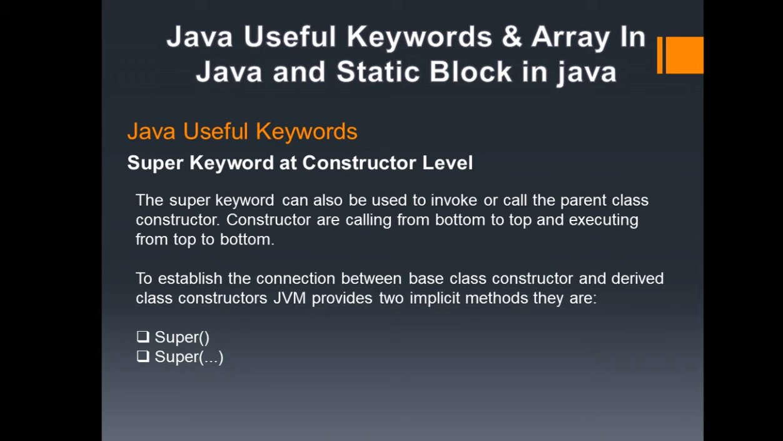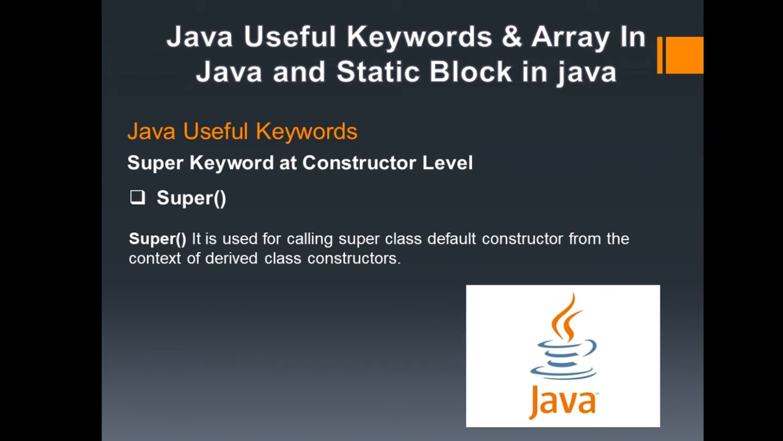Super keyword at constructor level. The super keyword can also be used to invoke or call the parent class constructor. Constructors are called from bottom to top and executed from top to bottom. To establish the connection between the base class constructor and derived class constructor, JVM provides two implicit methods, that are super() and super(parameters).